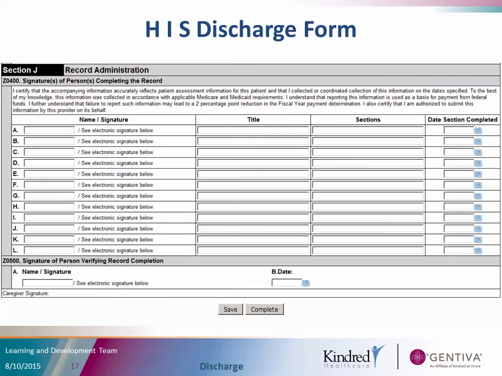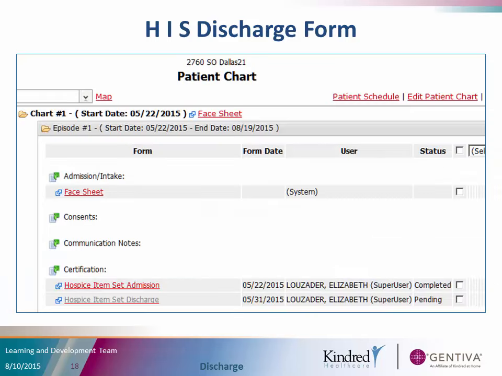Next, you will data enter information in the Z0400 and the Z0500 as required for submission. Click on the Save button to save the information. The screen will close. When this happens, you are taken back to the patient chart. Simply click on the Hospice Item Set Discharge form to reopen the form so that you can click on the Validate link.